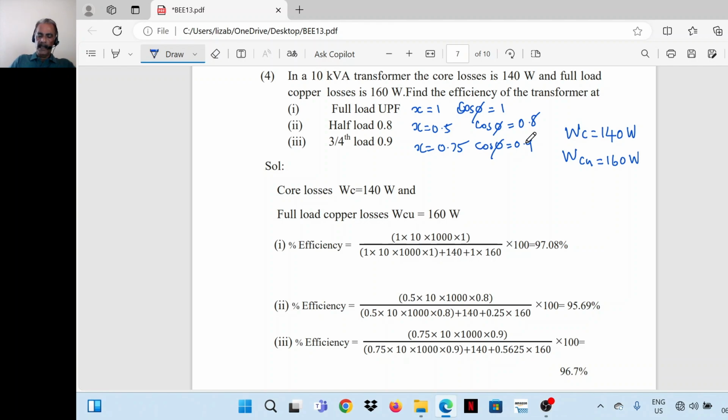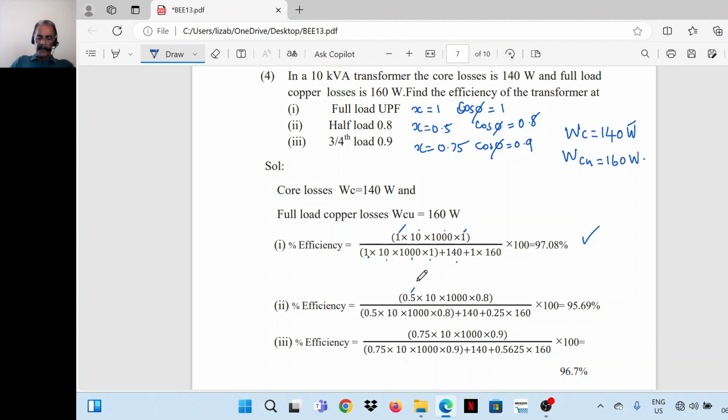So we can substitute in the equation: x kVA into 1000 into cos phi divided by x kVA into 1000 into cos phi plus WC plus x square WCU. So in first case x is equal to 1, kVA 10 into 1000 into cos phi 1, divided by x kVA into 1000 into cos phi plus WC 140 plus x square, 1 square into 160. You get 97.08%.